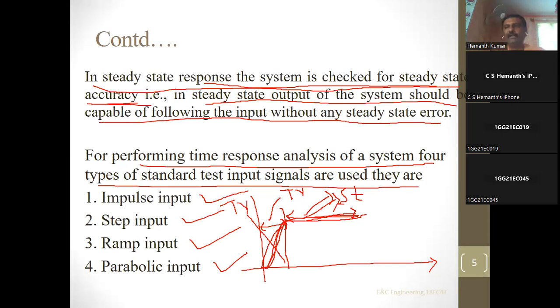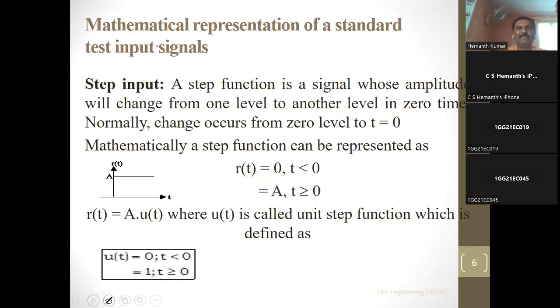What are those inputs? Impulse input, step input, ramp input, and parabolic input. Already we come across these kinds of inputs even with respect to signals and DSP. Probably parabolic input may be new to you. Other than this, you have exposure to impulse input, step input, and ramp input. Now, if I try to take each of these, first let me begin with the step input.